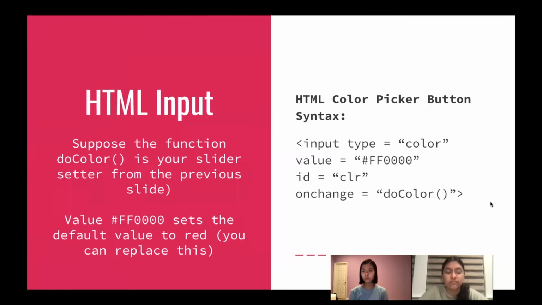So we reference the CLR and can, but we still have to code this in HTML for the color picker. So if we suppose that the function doColor codes for the canvas and color input variables, all we now need to do is set up the color picker button. So this code looks really familiar. The input is now color, the ID is now CLR, and the onChange function is now doColor, which we just coded. And then the value, the hex variable, sets the default color input value to red, which you can replace with whatever you want.